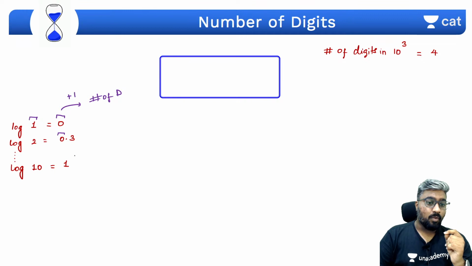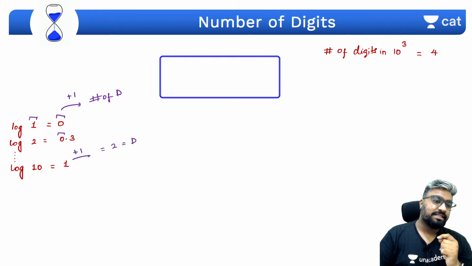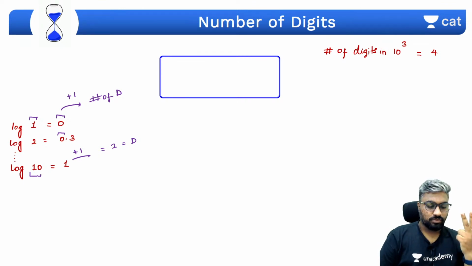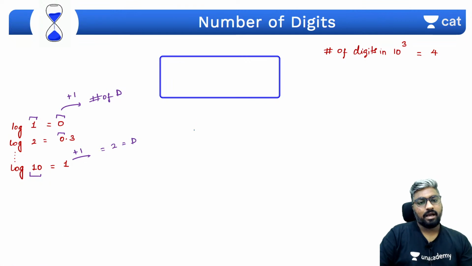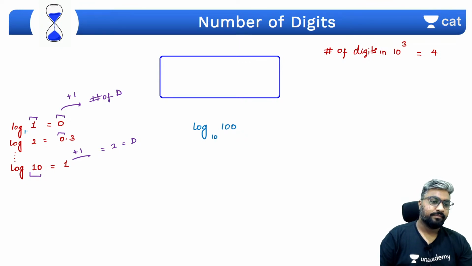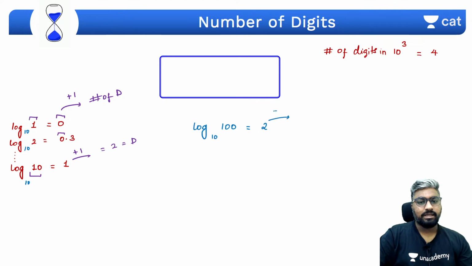समझ में आ रहा है? 1 plus 1 is 2. Number of digits in 10 is what? 2. फील हो रहा है ये? या अगर मैं ढूंढू log 100, obviously to the base 10, all of these are to the base 10. Yes, log 100 to the base 10 क्या होगा? 2 होगा. If I add 1 to this, क्या मिलेगा मेरे को? 3, which is nothing but the number of digits in this.